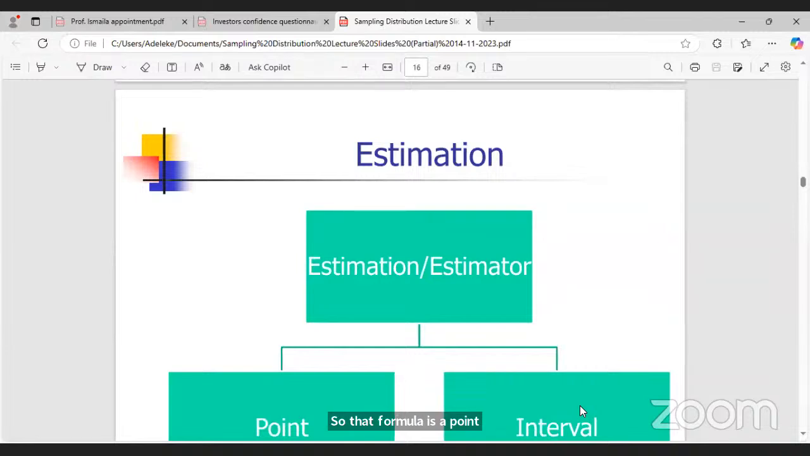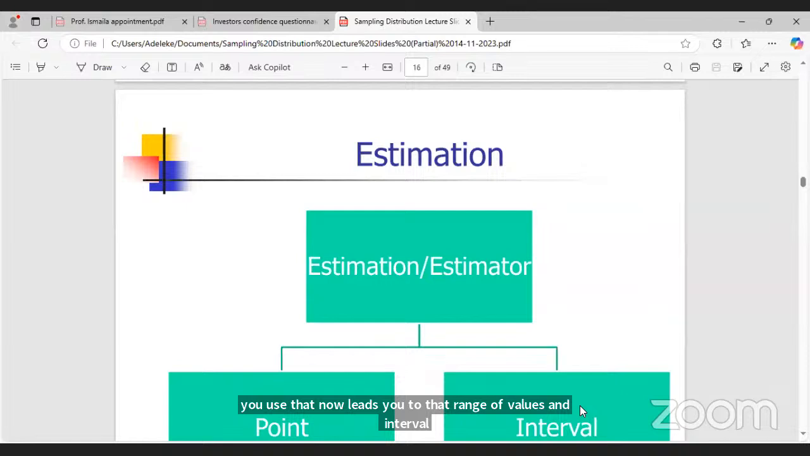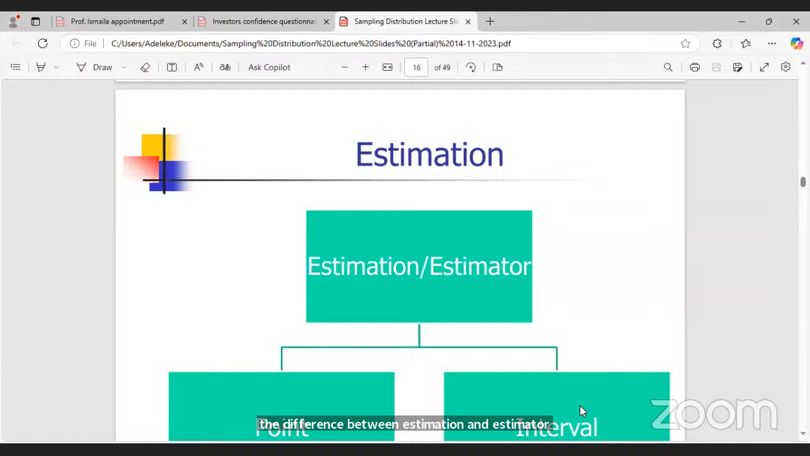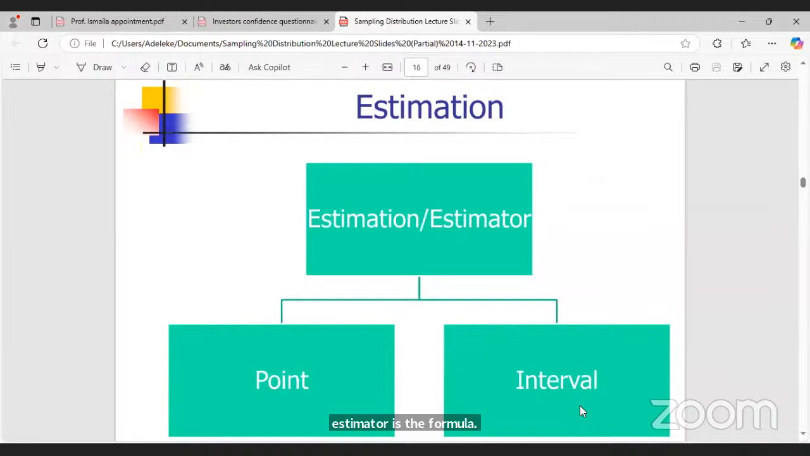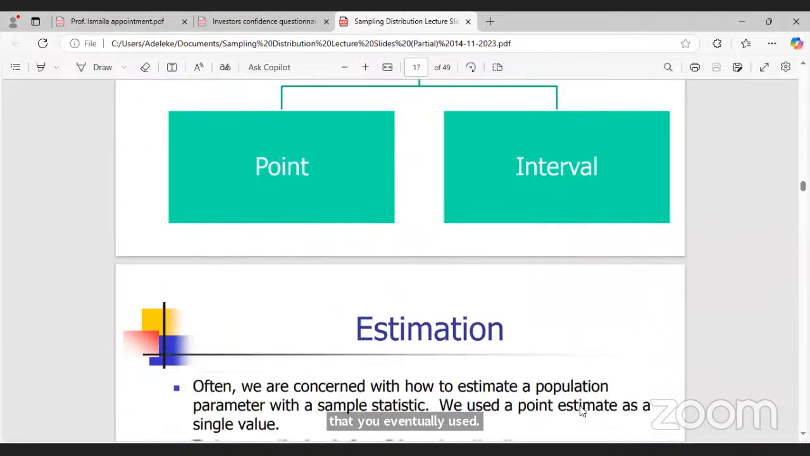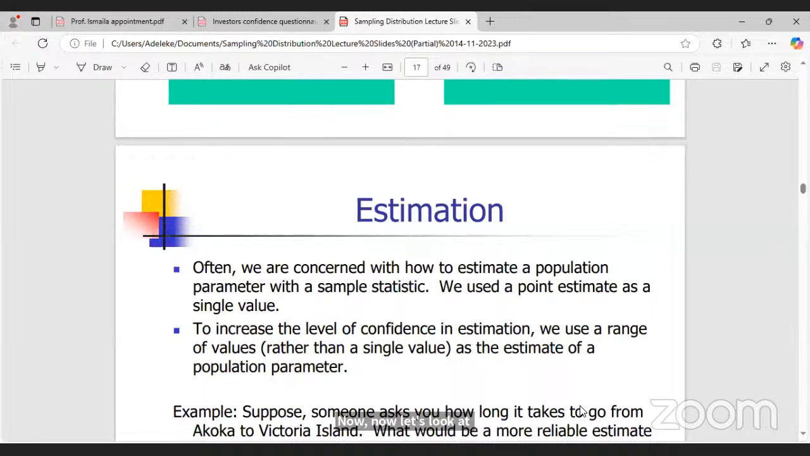Otherwise, your estimation will lead you to a range of values or an interval, and that is interval estimation. The formula that you used that leads you to that range of values or interval is the interval estimator. Remember, the difference between estimation and estimator is that estimation is the procedure, and the estimator is the formula that you eventually used. Now, let's look at this simple scenario here.